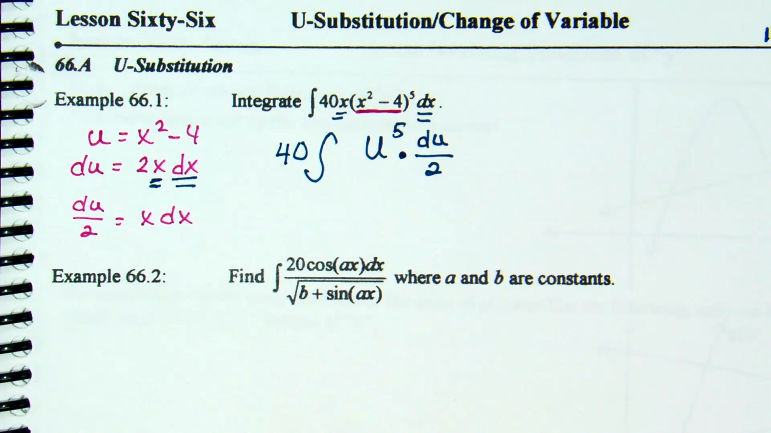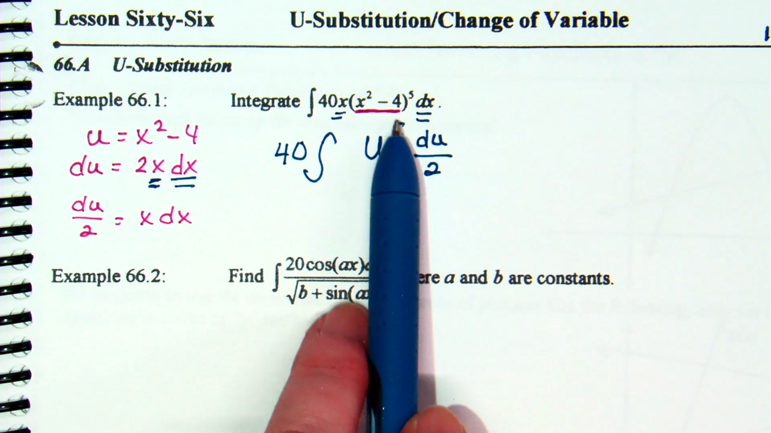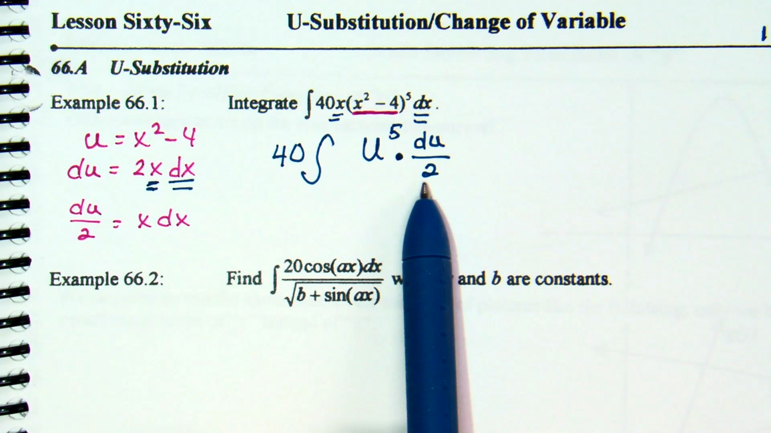Have I accounted for all of the pieces of this problem? 40 is out front. X and dx are rewritten with du over 2. And x squared minus 4 to the 5th is rewritten as u to the 5th. And so what I've done is I've changed this to a problem in terms of u. Now, probably the easiest thing to do with the 2 is also a constant. Where can I take that 2 then?